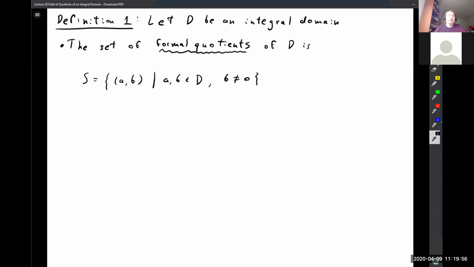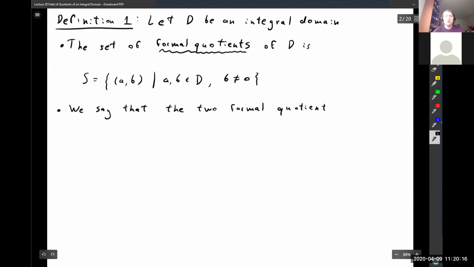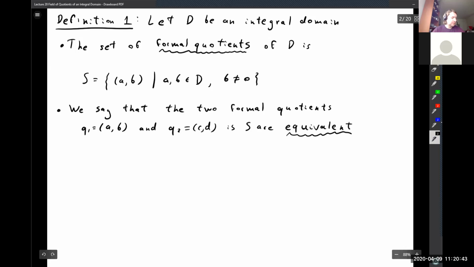Okay, now the second part of this definition is that we say that two formal quotients, let's say Q1, which will be A over B, and Q2, which is C over D, are equivalent if, exactly as in the previous slide, AD would be equal to BC.